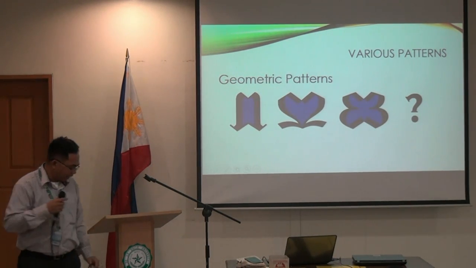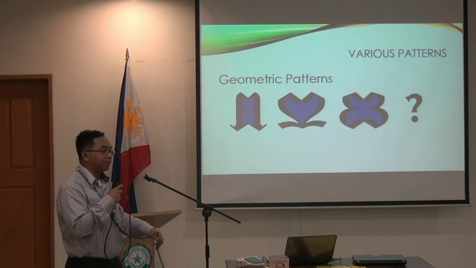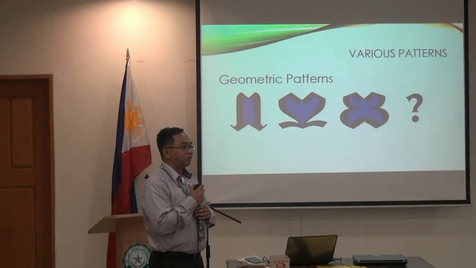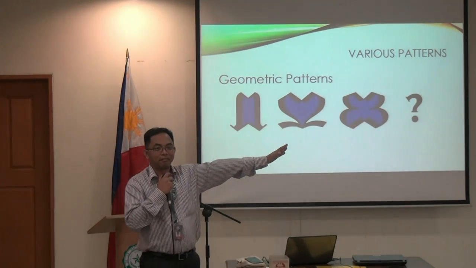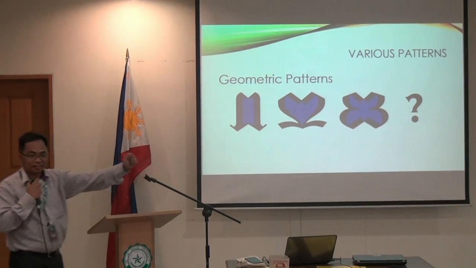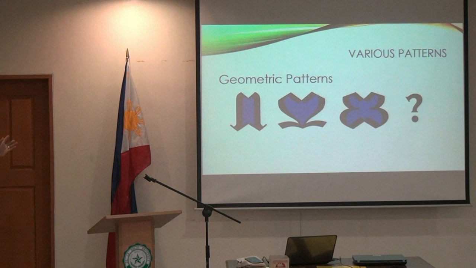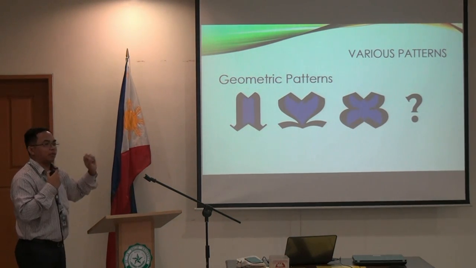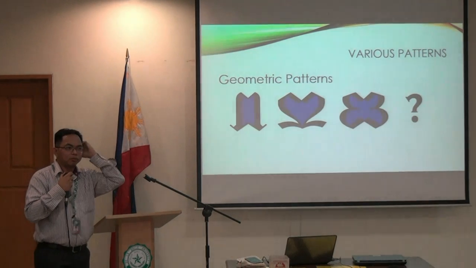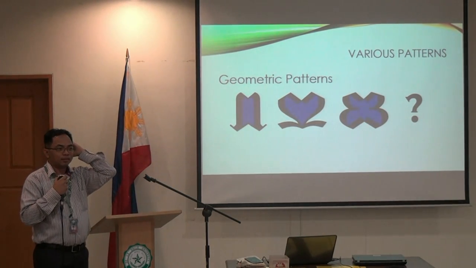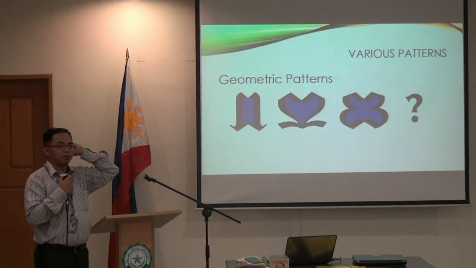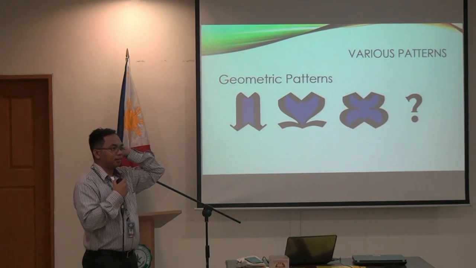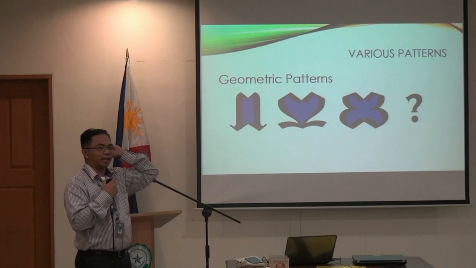This is one pattern I always show to my students. Anyone can guess what's the next figure? I usually ask one student, can you describe the first figure? They will say, oh, probably that's a caterpillar. Second one, probably becomes a cocoon. Then the next, oh, it turned into the butterfly. So what's the next cycle there?